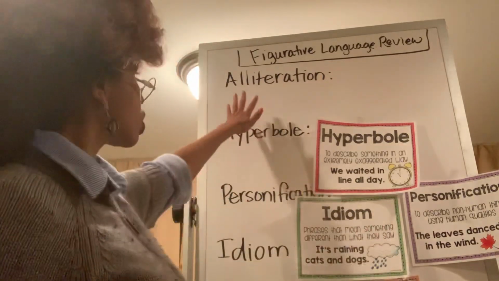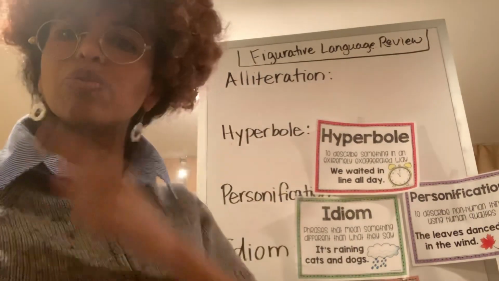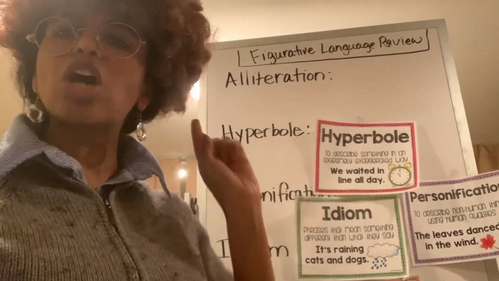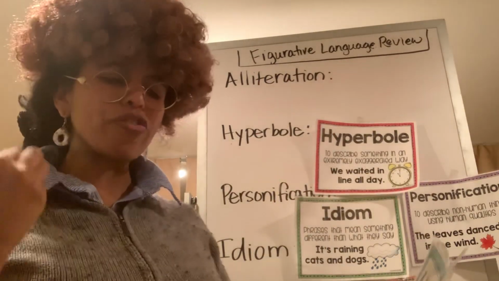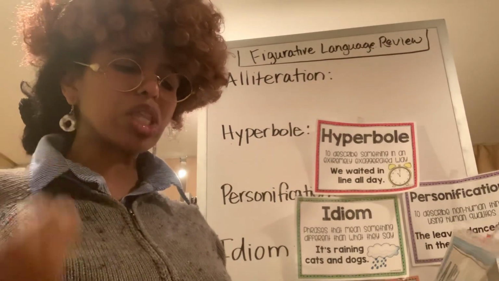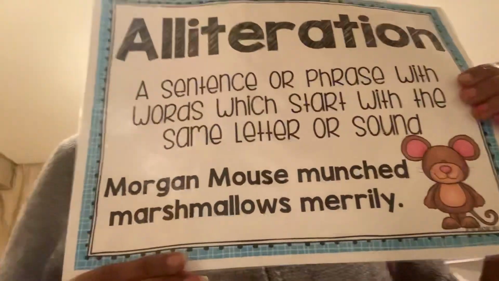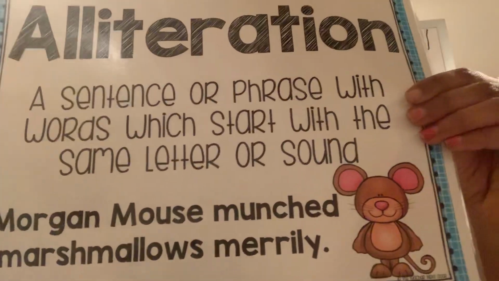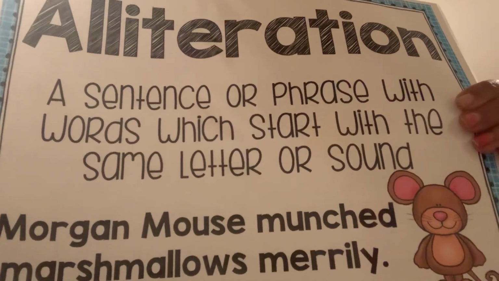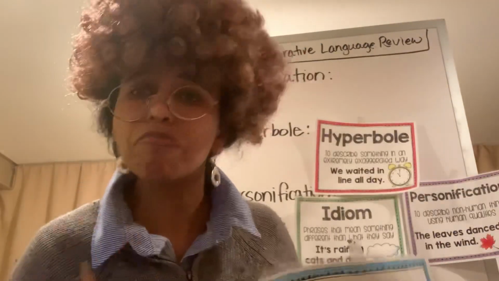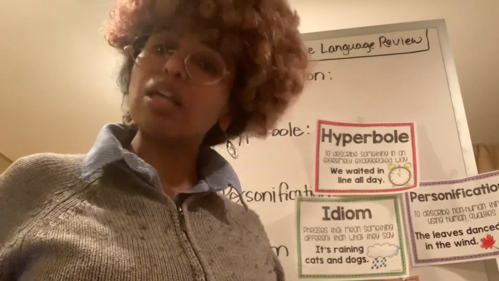The first one is alliteration. Now, I like to remember this one because it has two L's in it, and alliteration uses the consonant sound. The consonant sound is repeated, alliteration. So you have a sentence or phrase with words which start with the same letter or sound. For example, Morgan Mouse munched marshmallows merrily. What a cute little mouse. And if you listen, it has kind of a musical note to it, and therefore alliteration is used often in poetry.